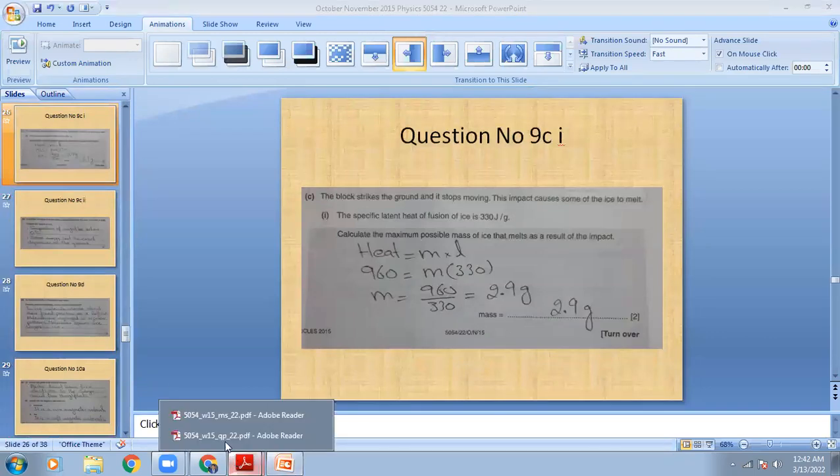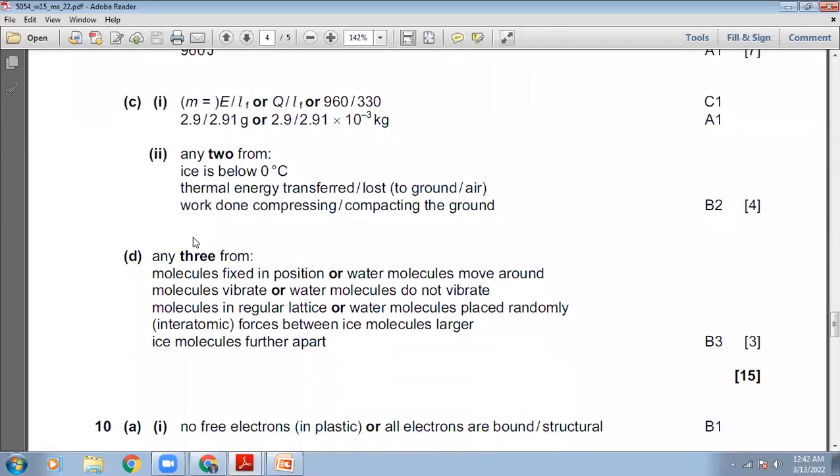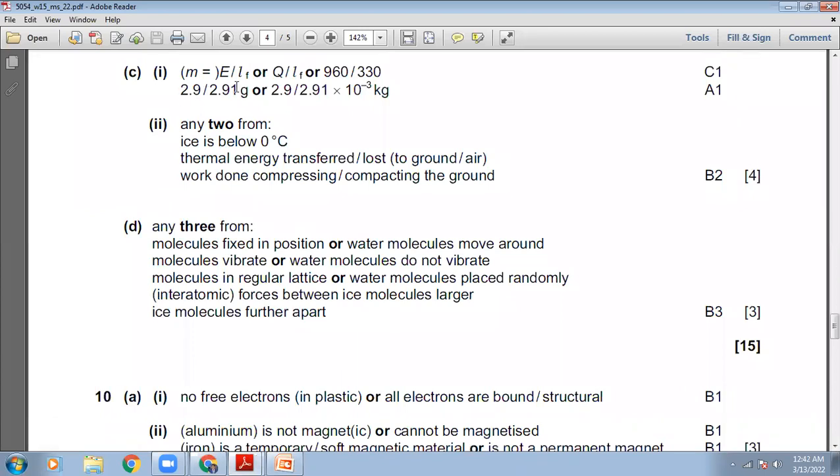And let's have a look at the marking scheme. What does the marking scheme say? Okay, so the marking scheme says 2.9 gram. Okay, so our answers are right.